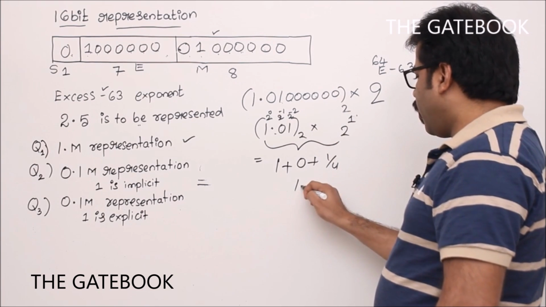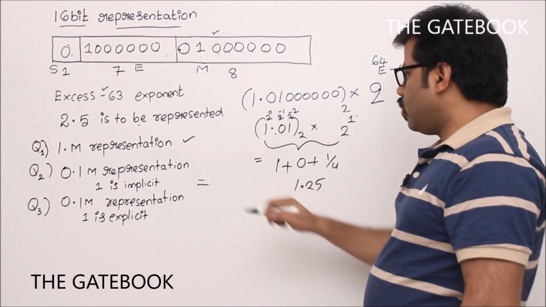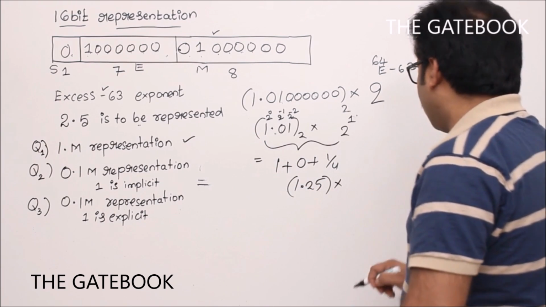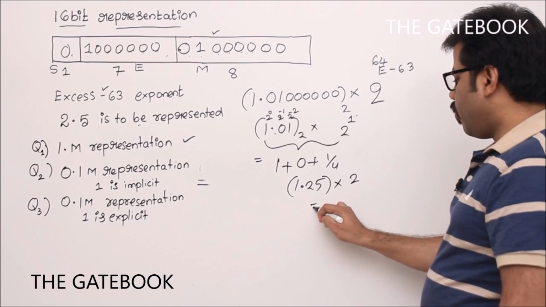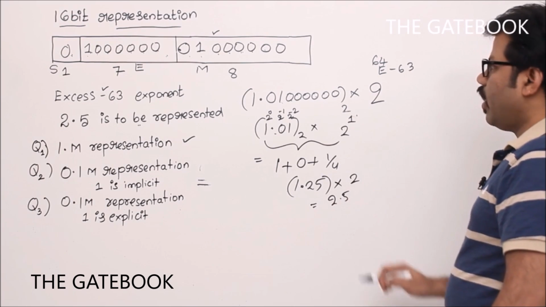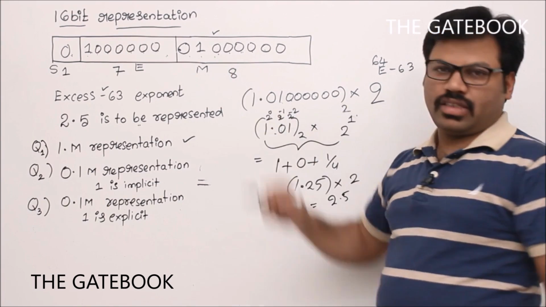You got 1.25. Sir, but we used to have 2.5, right? It's not done. We have 2 here. 2 power 1 is 2, so 1.25 into 2 is 2.5. So finally, 2.5 is represented like this. Okay.